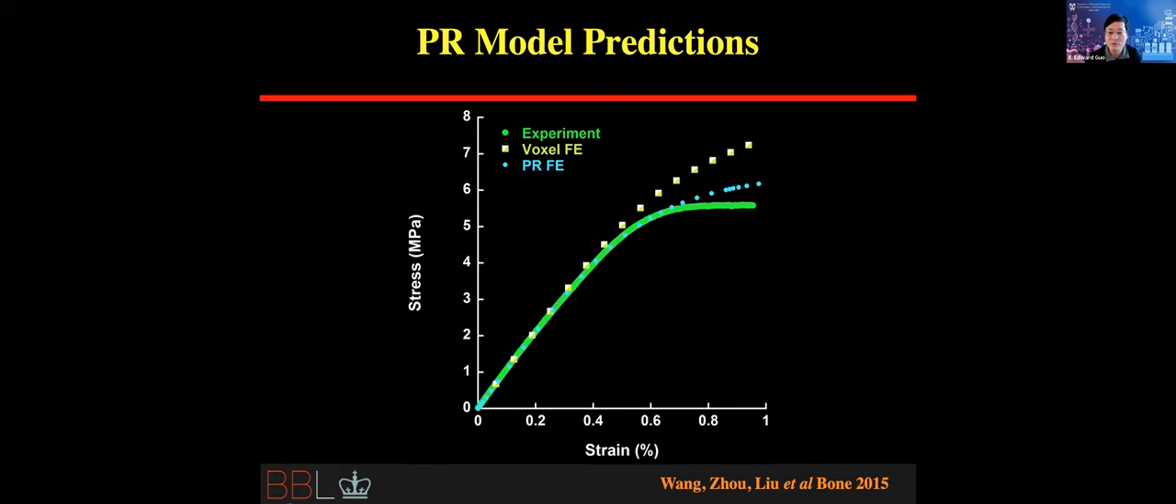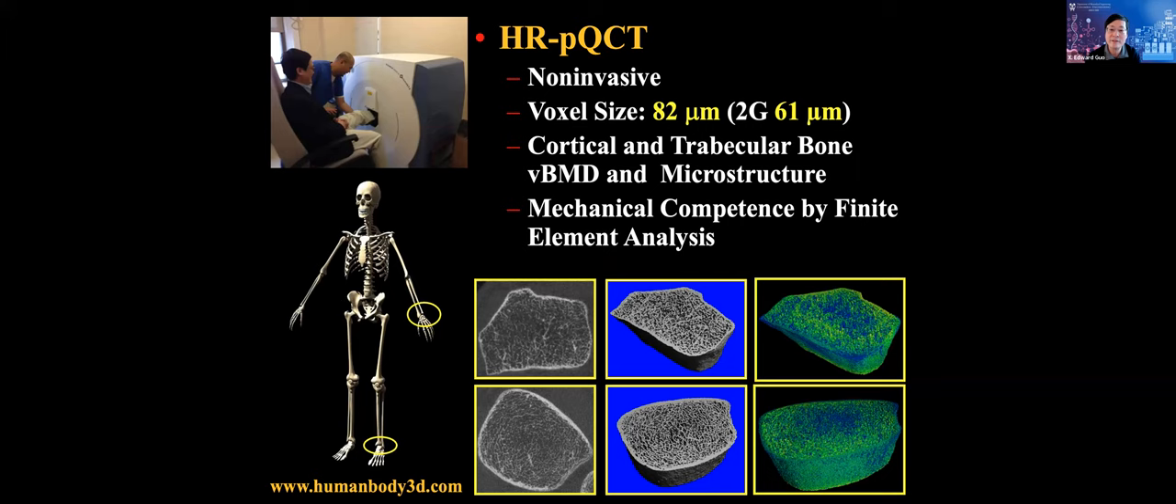And getting very exciting is, as I mentioned before, you have this HR-pQCT, which probably has about 50 of them around the world right now. Columbia, fortunately, has one. The original voxel size is 82 microns, and the second generation is 61 microns. We actually can scan at 43 microns as well, but in general, we don't do that. You can see this is non-invasive, you can do it on patients. Therefore you can scan the patient's radius and ankle.